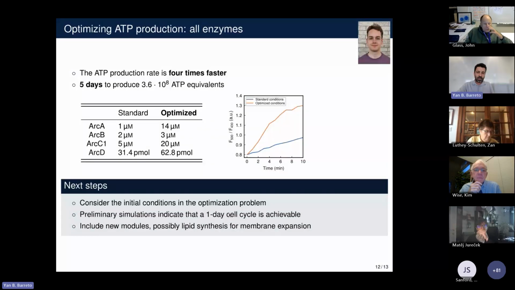And then after that, we of course wanted to include the other modules, because now we have only the ATP production, but we have to couple this with other modules, for instance, lipid synthesis for membrane expansion. So this is then the next step. This is going to be modeled as well as we did here.